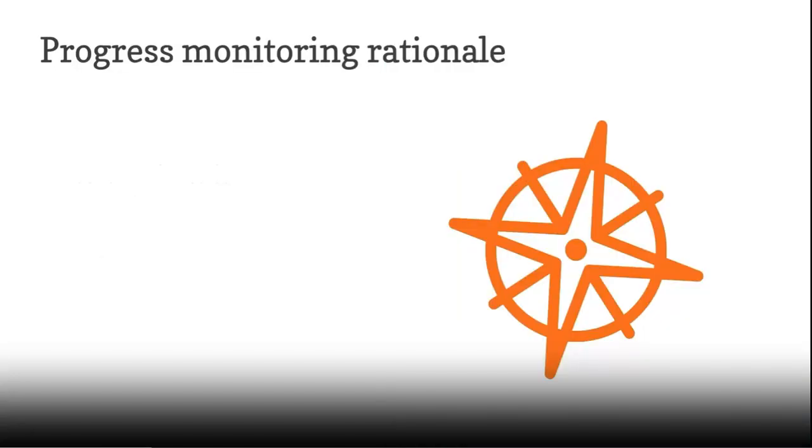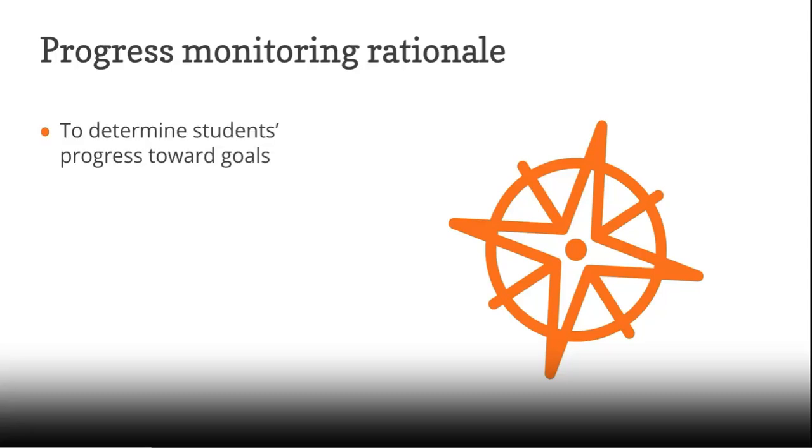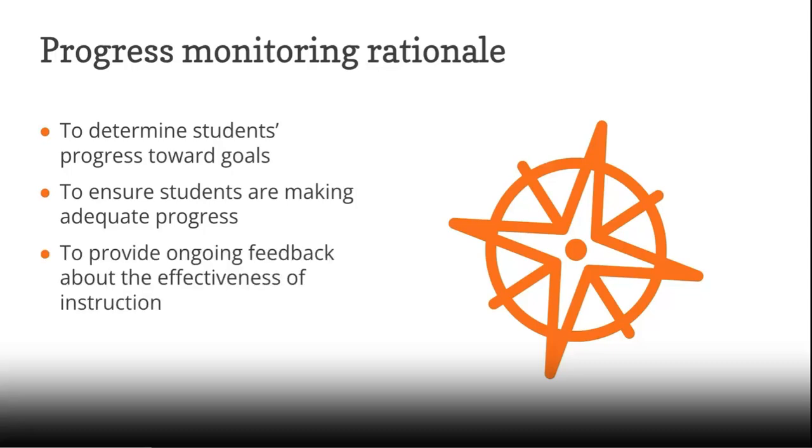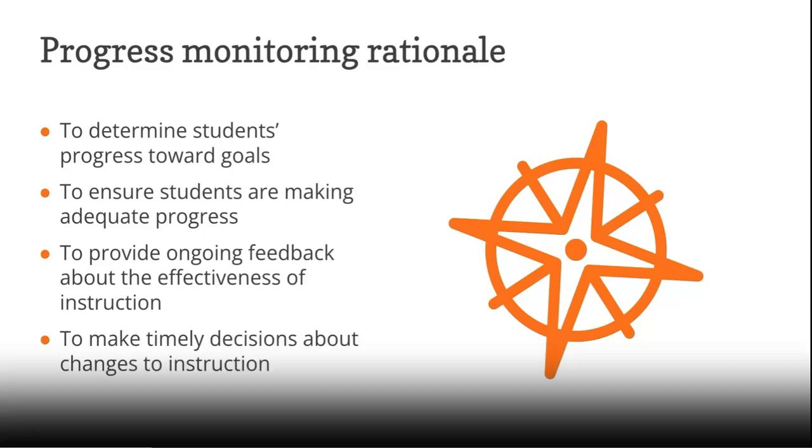choosing a measure. Progress monitoring is the practice of assessing students briefly but frequently on the skill areas in which they're receiving instruction. We progress monitor to determine students' progress towards goals, to ensure students are making adequate progress, to provide ongoing feedback about the effectiveness of instruction, and to make timely decisions about changes to instruction.